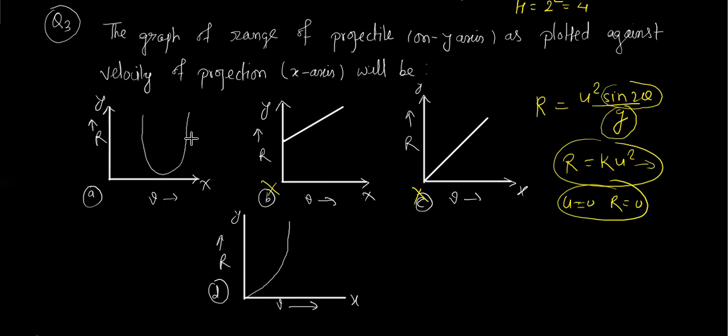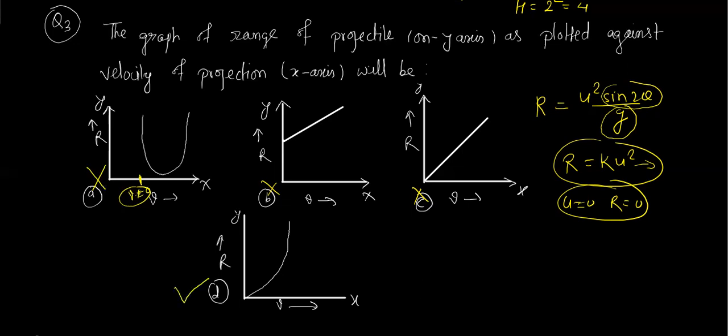In the first option, option A, we can see the graph begins with a velocity which is not equal to 0. But from this expression, we are quite confident that the graph must begin at the origin. That's why this is not our correct option.